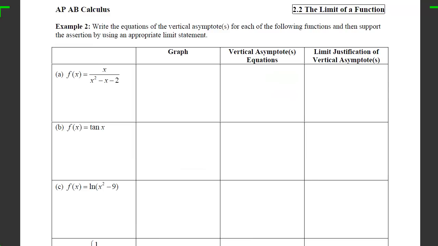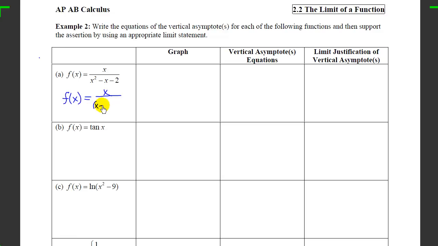So let's look at a few examples of where we're trying to come up with the vertical asymptotes for the functions. And then we're going to support that by writing the limit statement that means there's a vertical asymptote there. So if we look at part A here, we have f of x equals x over x squared minus x minus 2. Well, in order to identify the problems in the domain, I can see that I have no logs and I have no pieces. So the only place where I've got candidates for a vertical asymptote are going to be if I try to divide by 0. So to identify those, I'm going to factor the bottom.